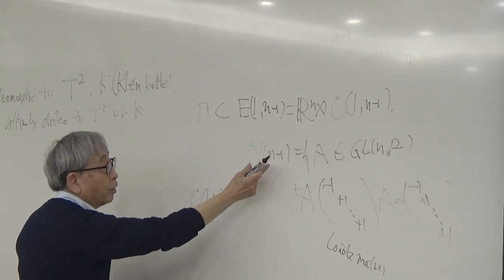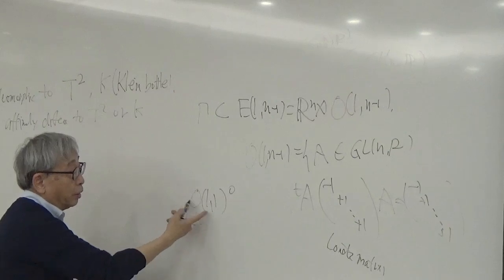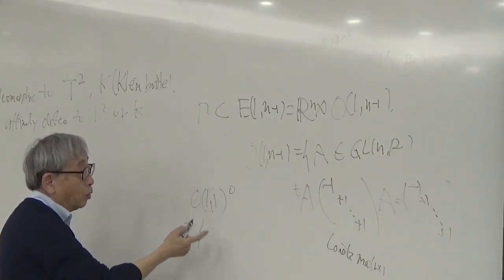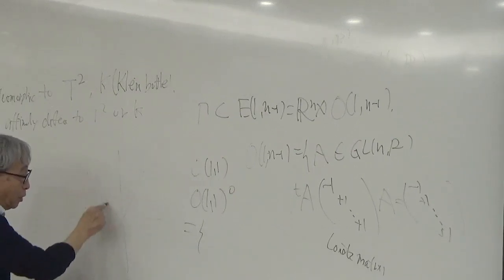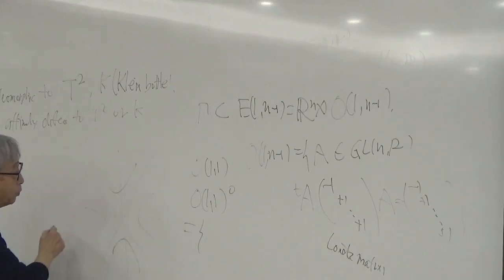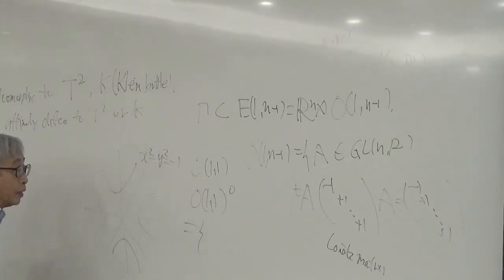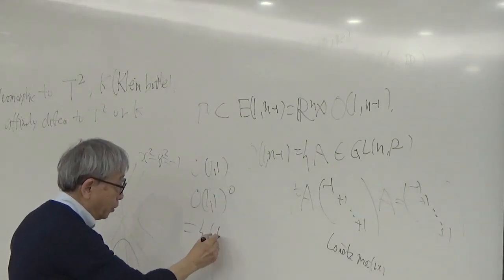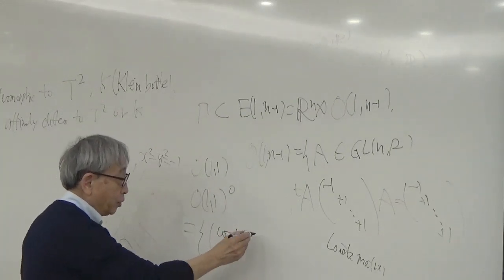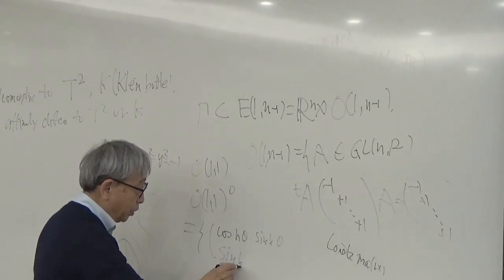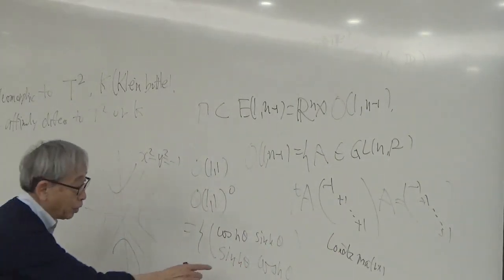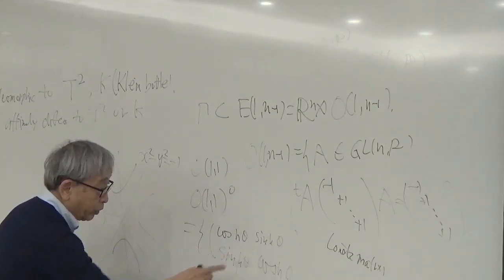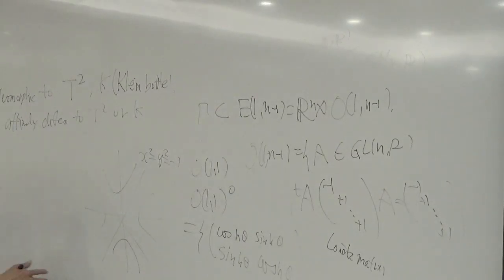Like n equals 2 in our case, then O(1,1). This is the identity component. O(1,1) in this case has 4 components: 1, 2, 3, 4. The identity component is, as you know, cosh theta, sinh theta, and sinh theta, cosh theta. Not like O(2), the minus sign doesn't come out. So therefore this is non-compact and isomorphic to R, a hyperbola.